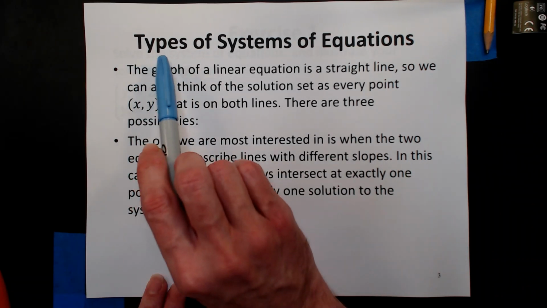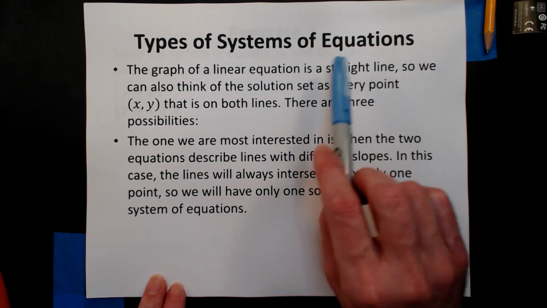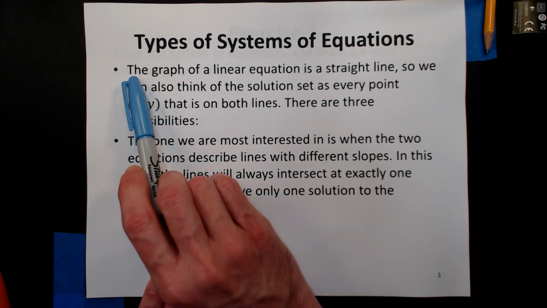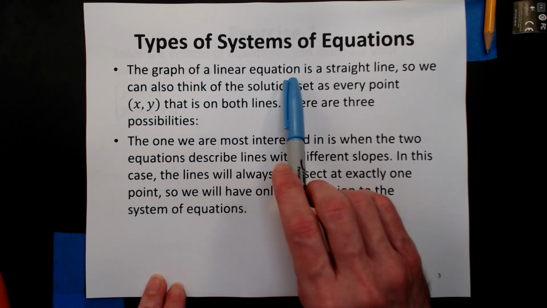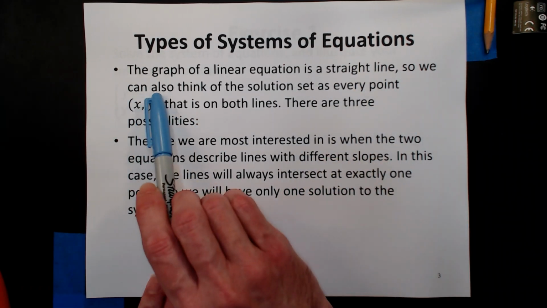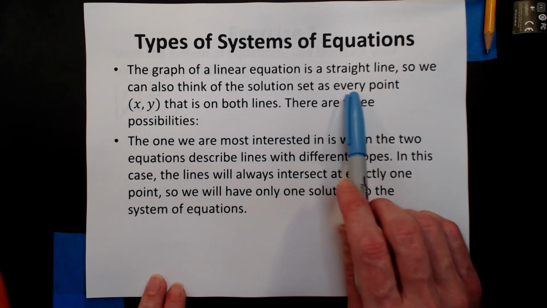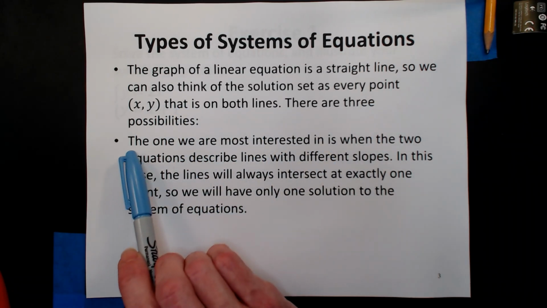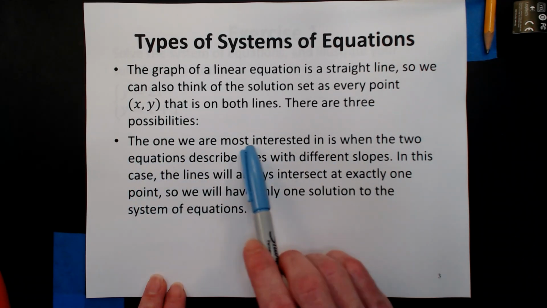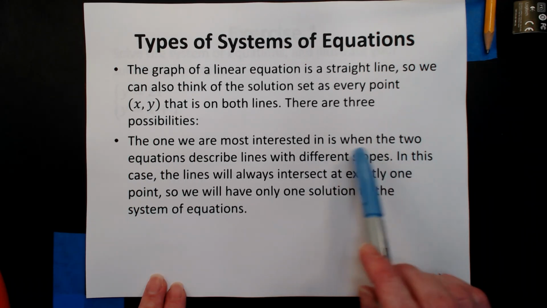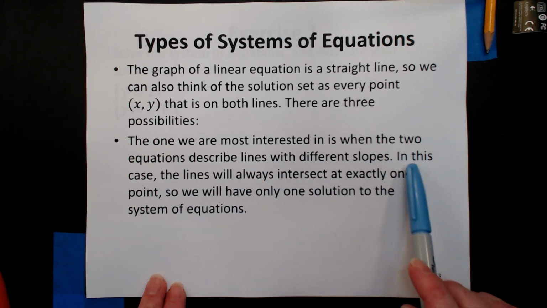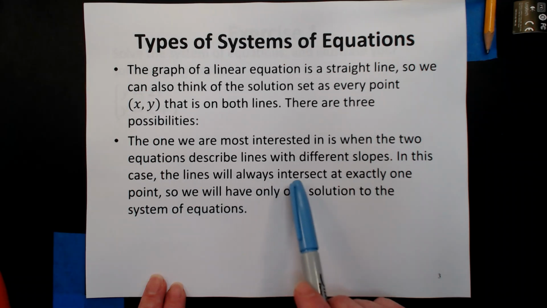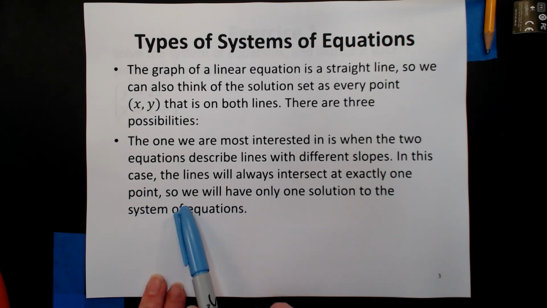Types of systems of equations. The graph of a linear equation is a straight line, so we can also think of the solution set as every point xy that is on both lines. There are three possibilities. The one we're most interested in is when the two equations describe lines with different slopes. In this case, the lines will always intersect each other at exactly one point, so we only have one solution to the system of equations.